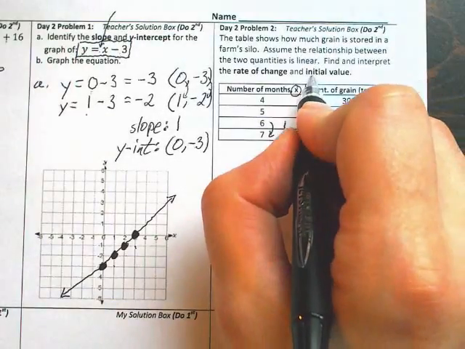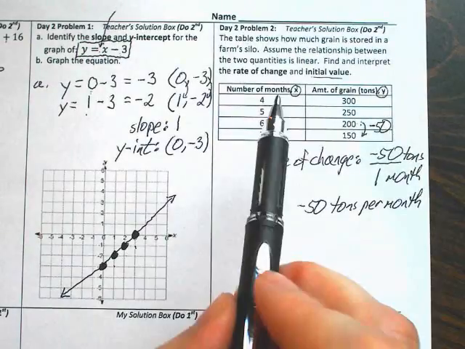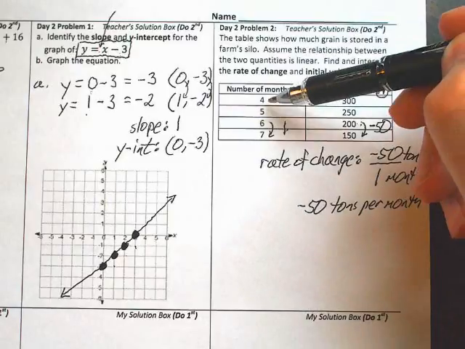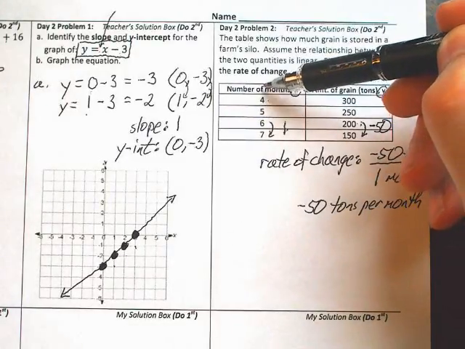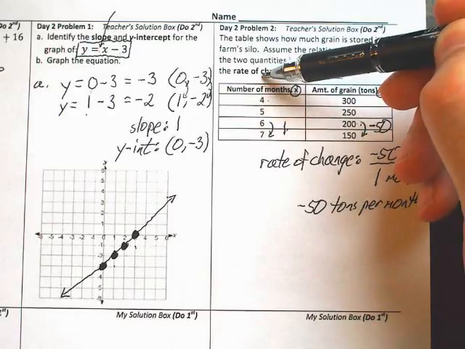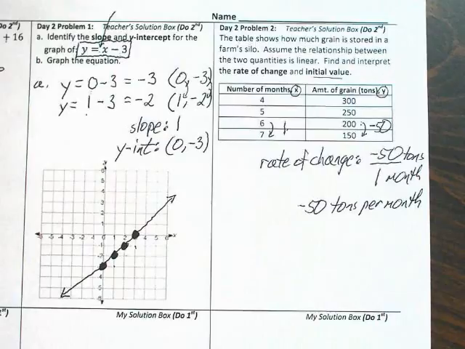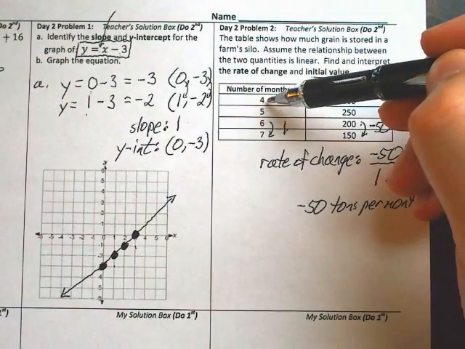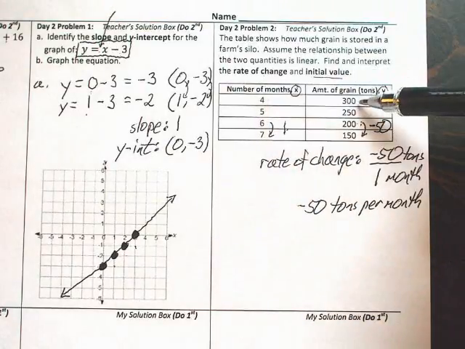Now we need to find the initial value. What is the value of y when x is 0? And that means we need to back up in the table from 4 months to 3 months, and then 2 months, 1 month, and finally 0 months. How many months back do we need to figure? Well, the first row of the table that we have information for is for 4 months. We know there are 300 tons of grain.